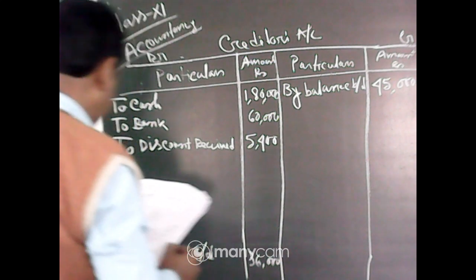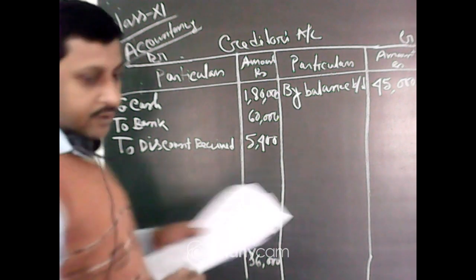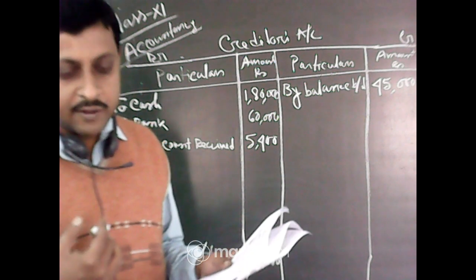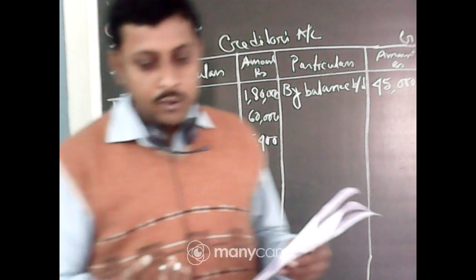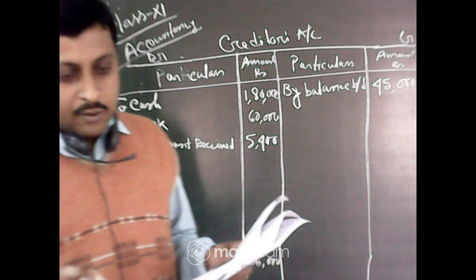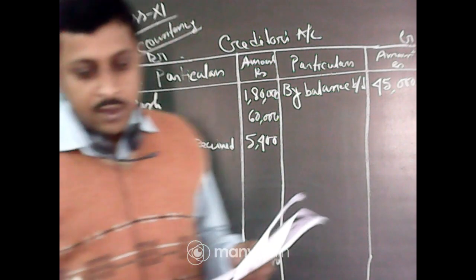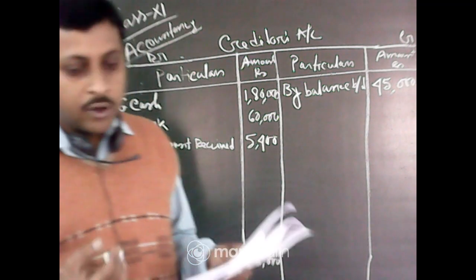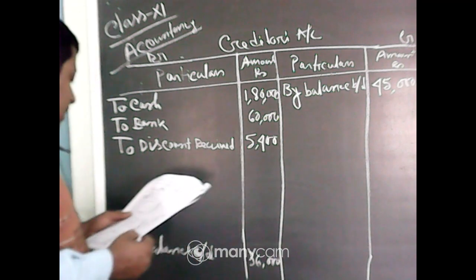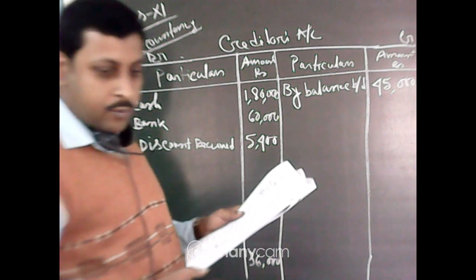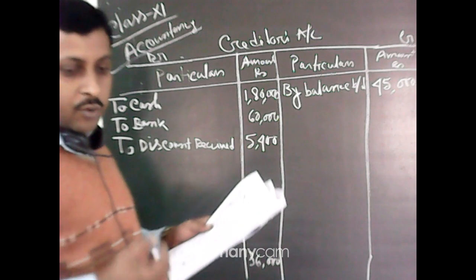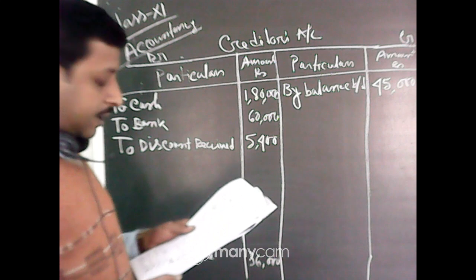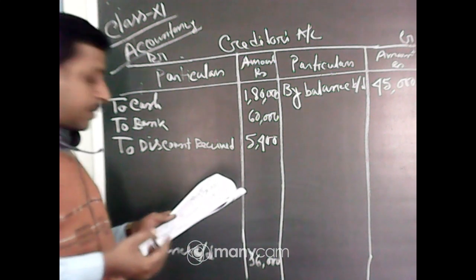Next is discount allowed. The discount allowed concept does not come in the case of creditors, because discount allowed is given by us, not by the creditors. In case of debtors, we give the discount for receiving the money as early as possible. So discount allowed will not come here. In case of creditors, discount received will come, because we are getting discount from the creditors. Discount allowed will come to the debtors account, because we actually give the discount.